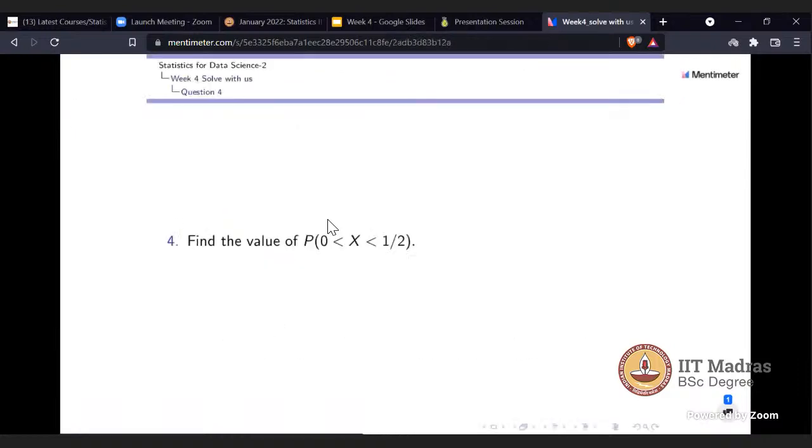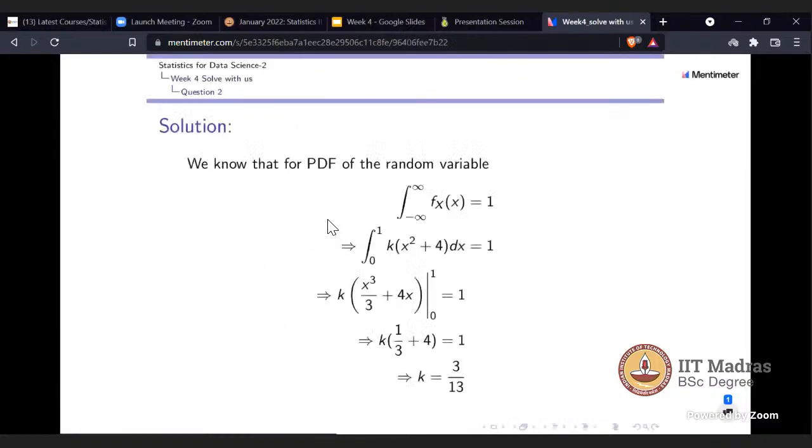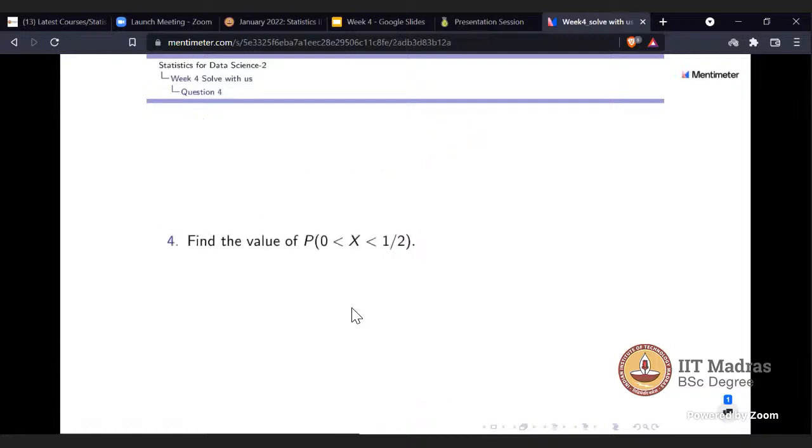So what was that? Here it was K x cube by 3 plus 4x. That was the CDF. So if you just replace the K value there, you should get the answer. It's the same approach. Either way, you can put the K value and just substitute. The limits also have to be changed, yes, from 0 to half.